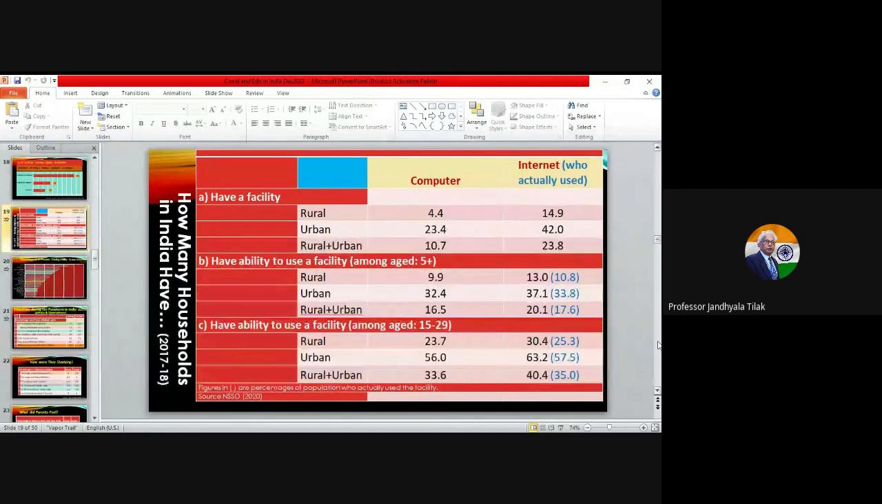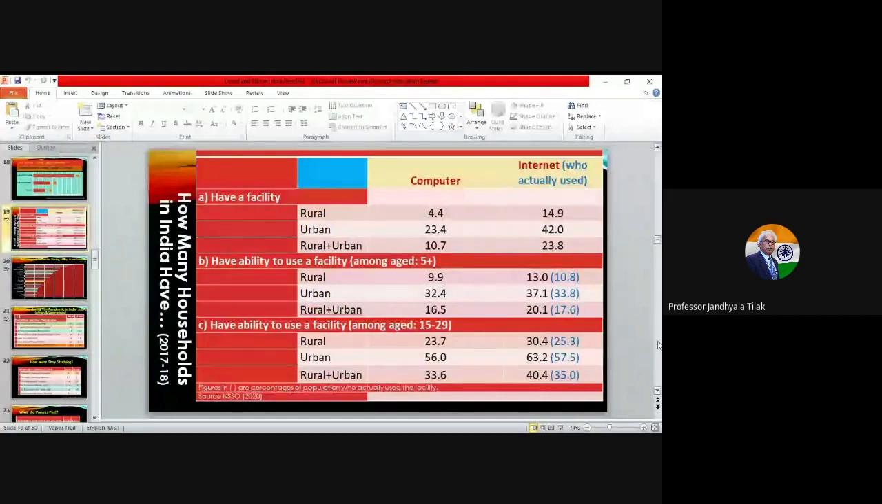In the urban areas, the situation is slightly better, but rural and urban put together, only 10% had computers. And among all the people aged 5 and above in the households, less than 10% of the people in the rural areas were able to use a computer, and 13% were able to use some internet. Use of internet is widely described as being able to use a mobile phone, to check a mobile, to send a message. Anything is said to be using the internet.